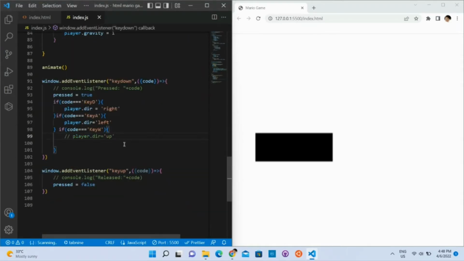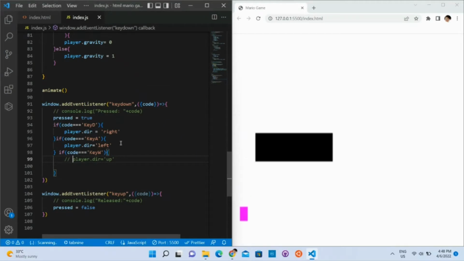Direction should not be up anymore, but instead we are checking for the jump variable to know if the player is jumping.